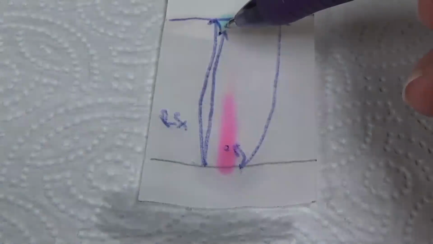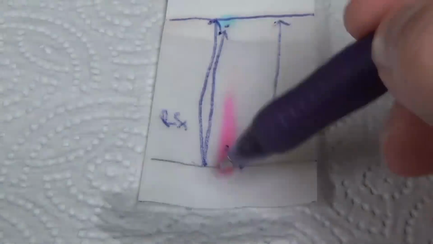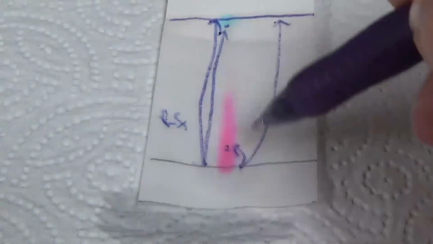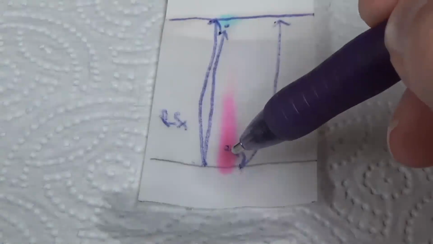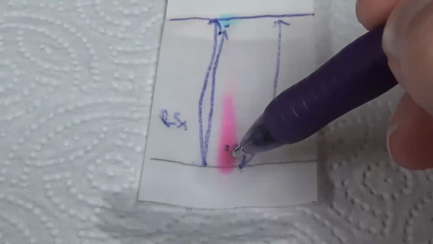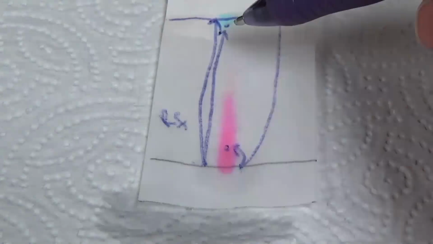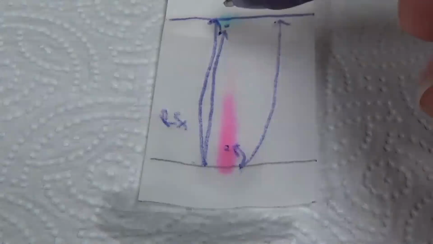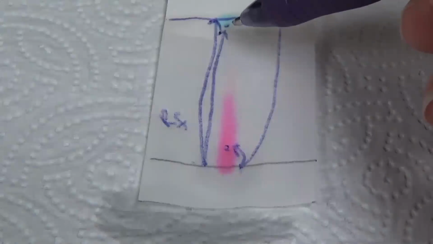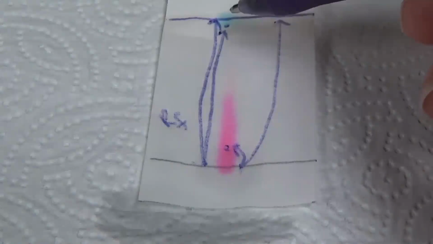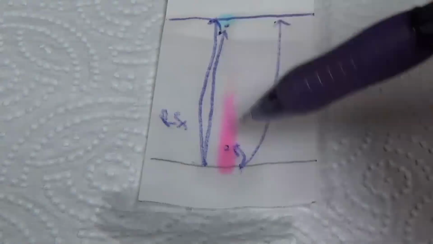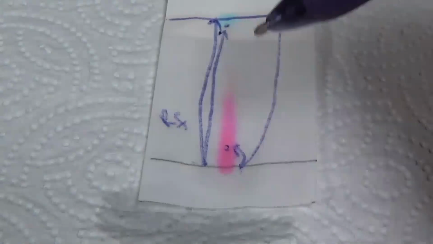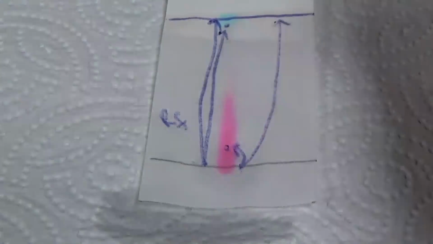A little prelude for tomorrow. Since the pink did not move a lot, it must be more attracted to the stationary phase, the paper, than the mobile phase, the water. And the opposite, since the blue traveled a lot, it must be very well attracted to the movable phase, the water, and not so attracted to the stationary phase. And so we could do this for almost anything that's a mixture of things that we have a movable phase and a stationary phase for.